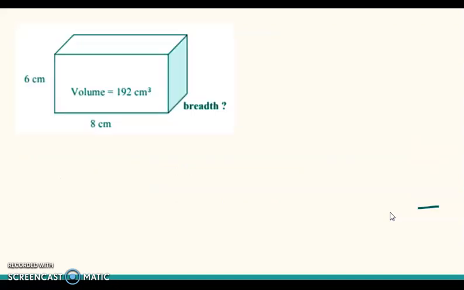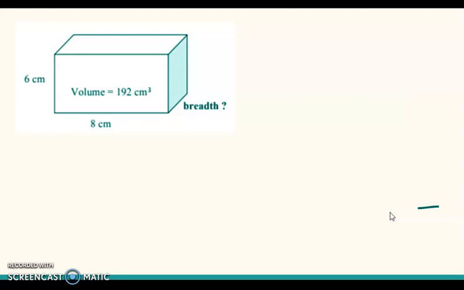Let's solve another problem. In this given cuboid, the volume of the cuboid is 192 cubic centimeter. If the height is 6 centimeter and the length is 8 centimeter, we need to find the breadth. Here, you should remember that breadth is another word for width.